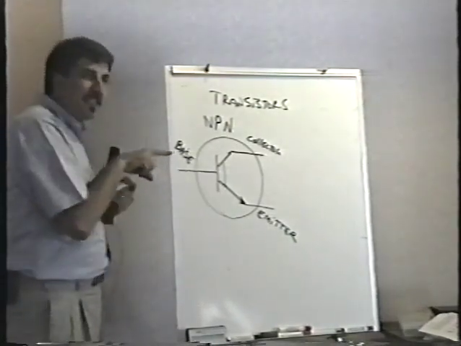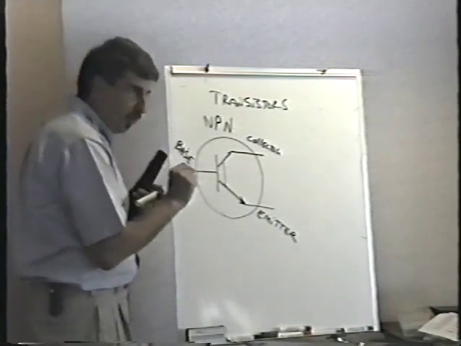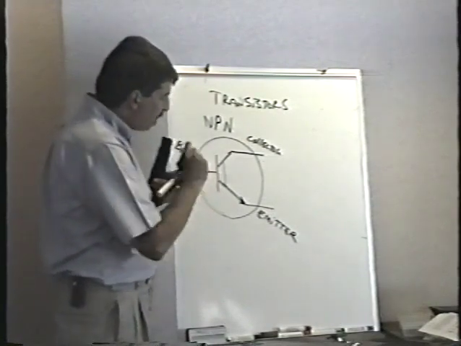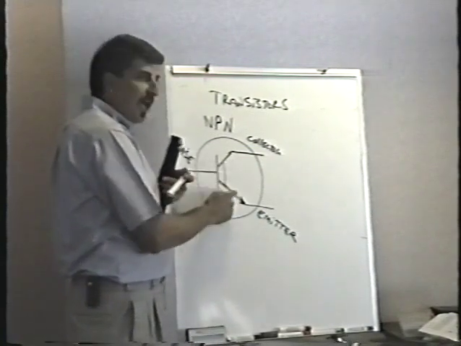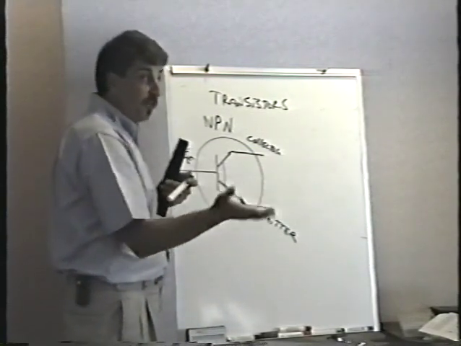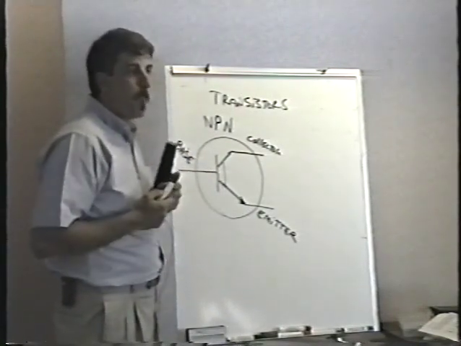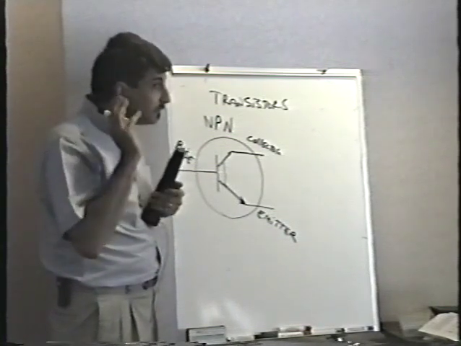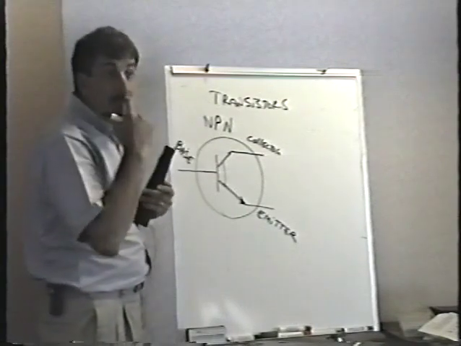The base is the controlling element of the transistor. The base is the thing that controls it. All we have to do is put a small amount of voltage on the base of the transistor, and it will turn it on and connect the collector to the emitter. Gee whiz, guess how much voltage it takes on the base of the transistor to turn it on? What numbers have we used so far? 0.7. Right.